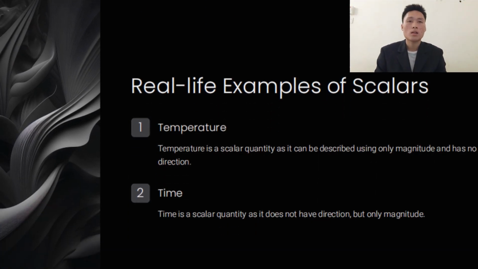Real-life example of scalar. Number 1 is temperature. Temperature is a scalar quantity, as it can be described using only magnitude and has no direction. Number 2 is time. Time is a scalar quantity, as it does not have direction but only magnitude.